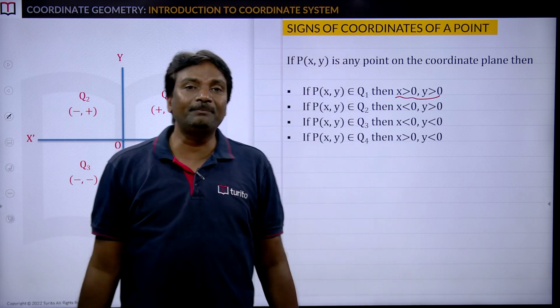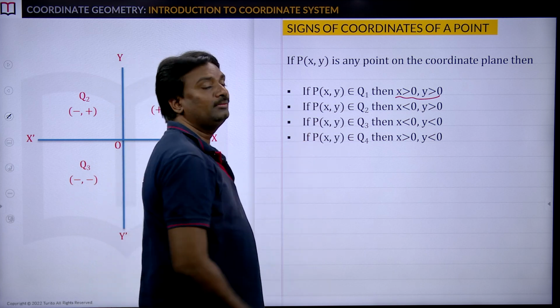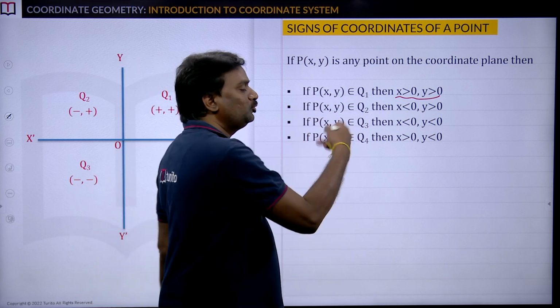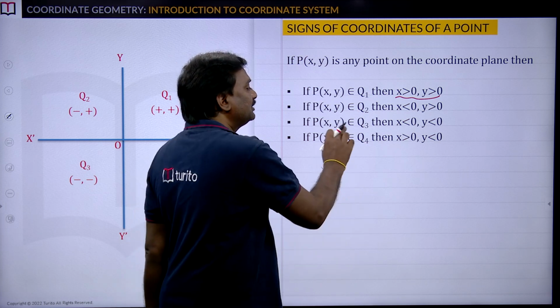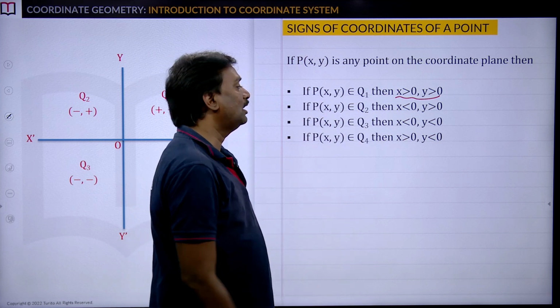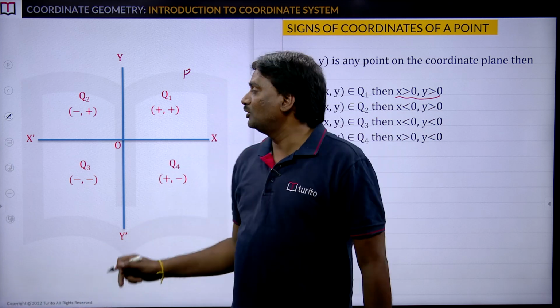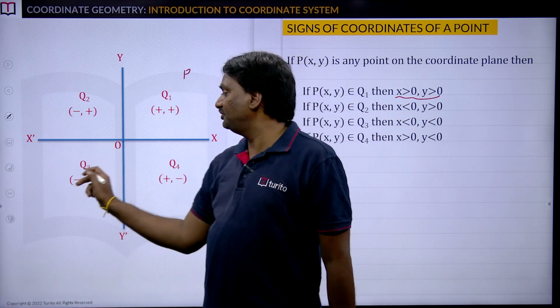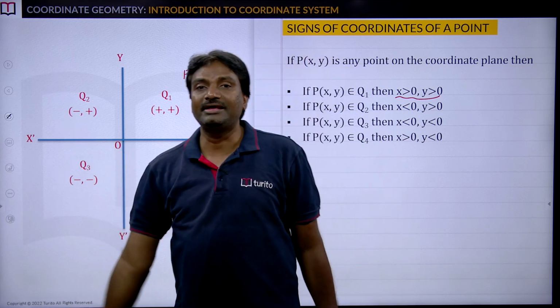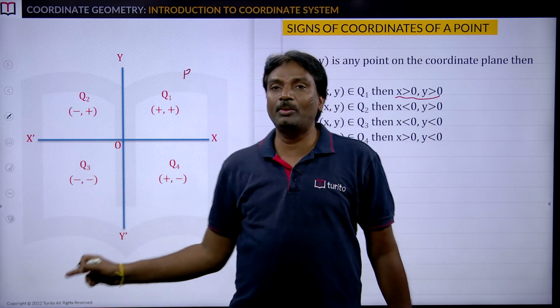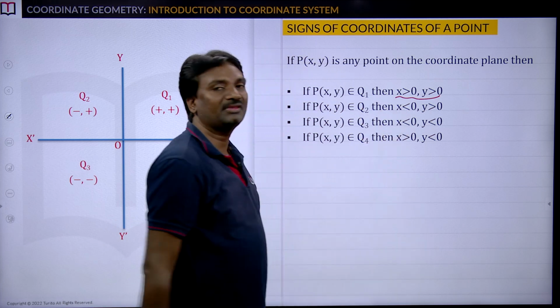Next, if P is any point in quadrant number 3, so P lies in the third quadrant. With respect to the third quadrant, this is the negative x axis and this is the negative y axis. Negative x axis means x less than 0, negative y axis means y less than 0.